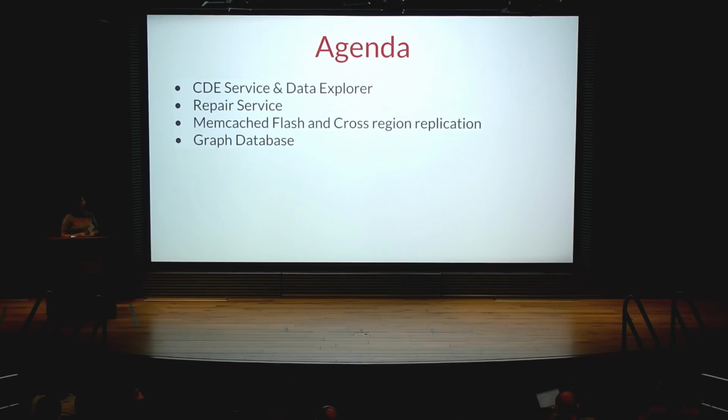Also the changes in Memcache Flash, very interesting work being done there, and how we are replicating caching data across regions. And lastly, we'll end with our graph database. How have we evolved from TitanDB, as I was showing, to JanusGraph?